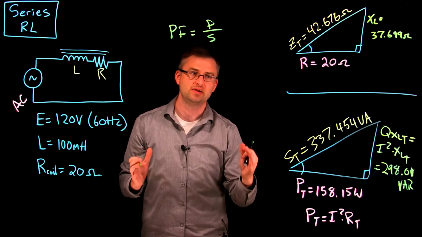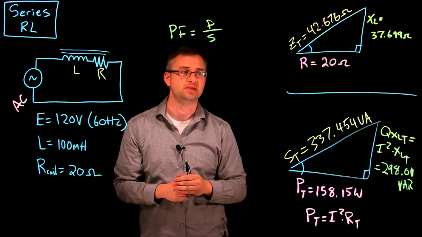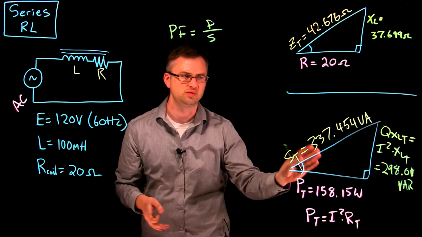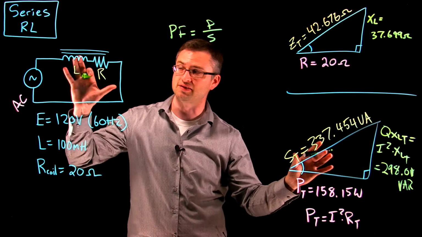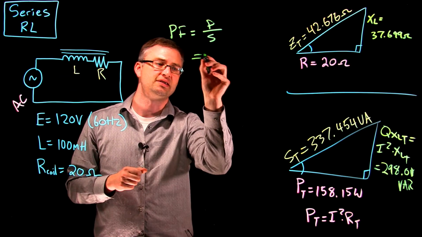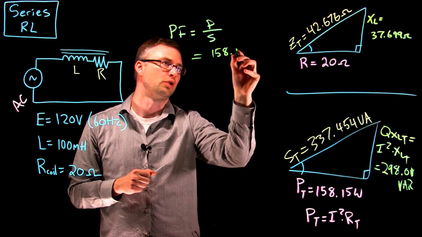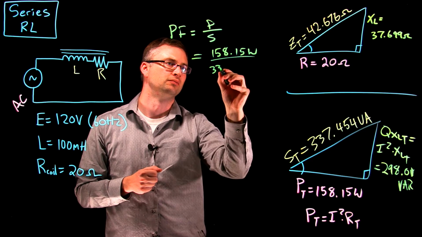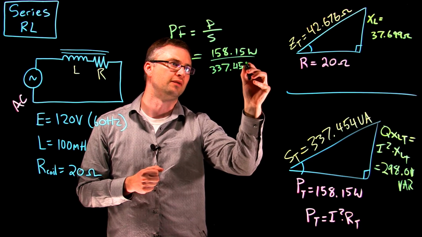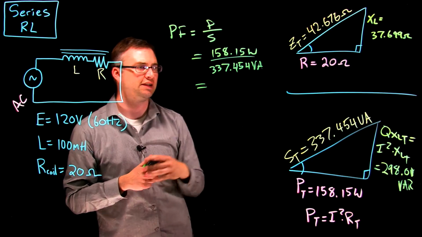So what does that mean? It gives you an idea as to how much power and reactive power is in the circuit. If we calculate this, we can get a good idea as to what the power factor of this circuit is. It's just as simple as taking the watts, 158.15 watts, and dividing that by the VA of 337.454 VA. When you do that, it yields you a decimal.